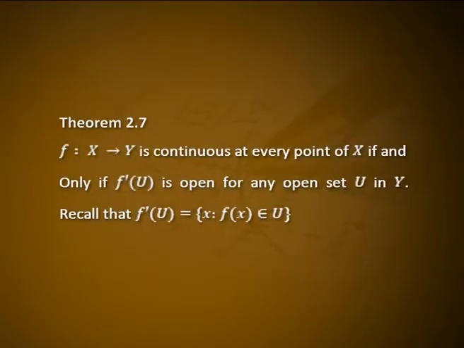Theorem 2.7. f from X to Y is continuous at every point of X if and only if f inverse of U is open for any open set U in Y. Recall that f inverse of U is equal to the set of all x such that f(x) belongs to U.